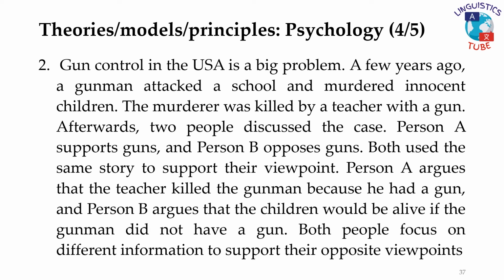Here is a second example of confirmation bias. There is a big problem with gun control in the USA. Regarding a case from a few years ago, a gunman attacked a school and murdered innocent children. The murderer was eventually killed by a teacher who had a gun in his office.